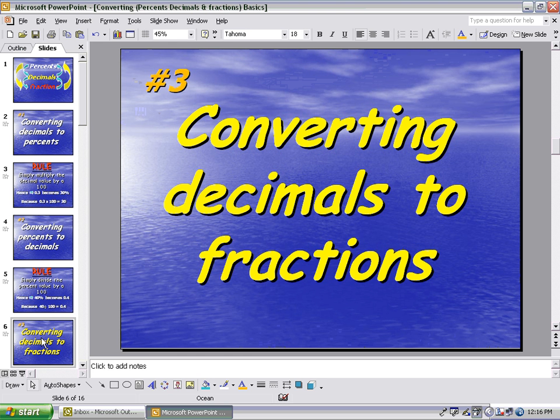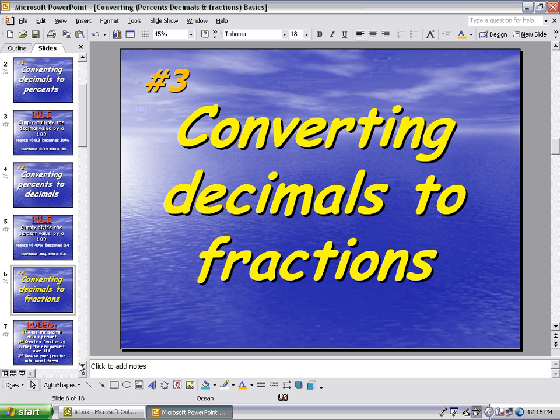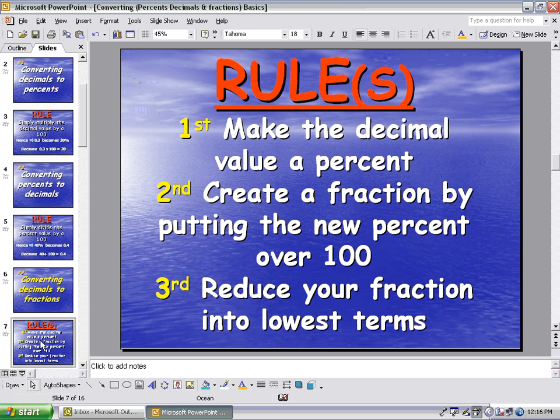Step number 3, converting decimals to fractions. Now this is the one that requires the most steps involved. By no means is this difficult to do. When you convert a decimal to fraction, here are your steps. The first thing you do is you make the decimal value a percent, just like what we just did a second ago. The second thing that you do is create a fraction by putting the new percent over 100. So now after you make your decimal percent value, then you take that percent that you got and you put it simply over 100. And last but not least, you want to take your fraction that you have and reduce your fraction into lowest terms.